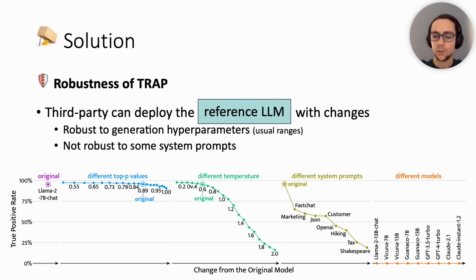Unfortunately, TRAP is not robust to some system prompts, since we can find some system prompts that significantly reduce the performance of TRAP. And in orange, we have the percentage of time that TRAP recovers the target answer with another model than the reference model. And here it is equal to 0. This is expected since we want our suffixes to be specific to the reference LLM.